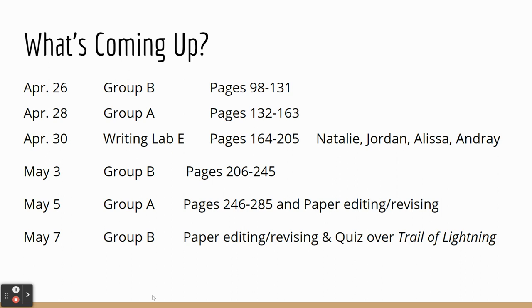Notice on the 5th and on the 7th, I want to have what I will call large group writing labs. People should have starts to the paper, and we're going to spend some time in class where people can ask questions. We can put some stuff up on screen, and we can work on fixing it as a group and writing together in class as a group. So we'll have the quiz, we'll have some paper editing and revising as we go through that, and then we'll be finishing up the novel and doing some of the paper writing and revising as well.